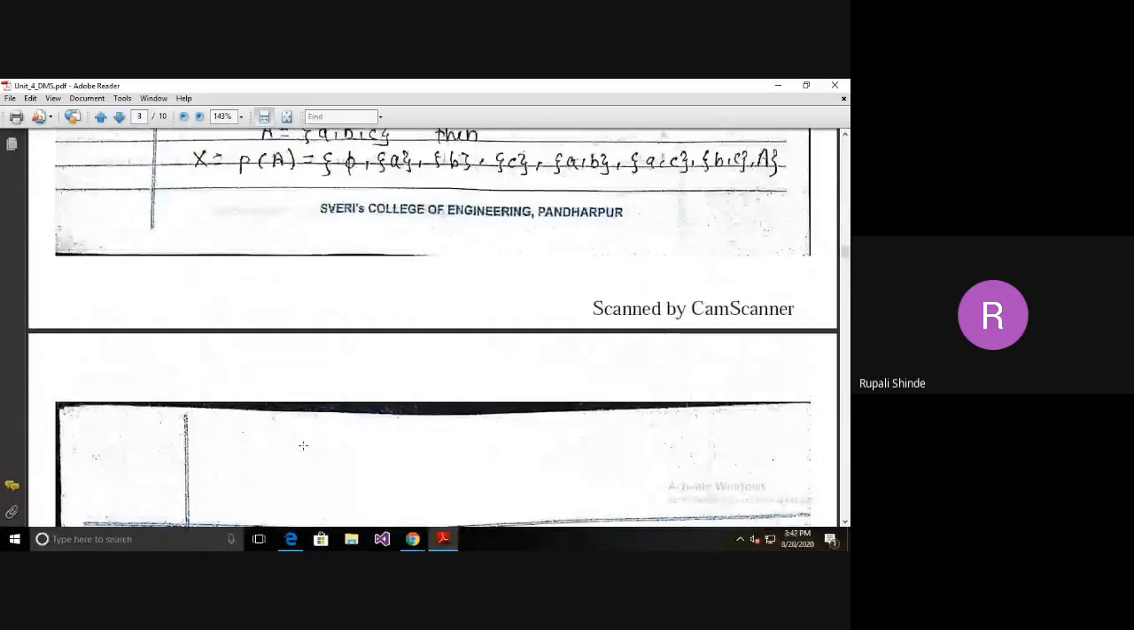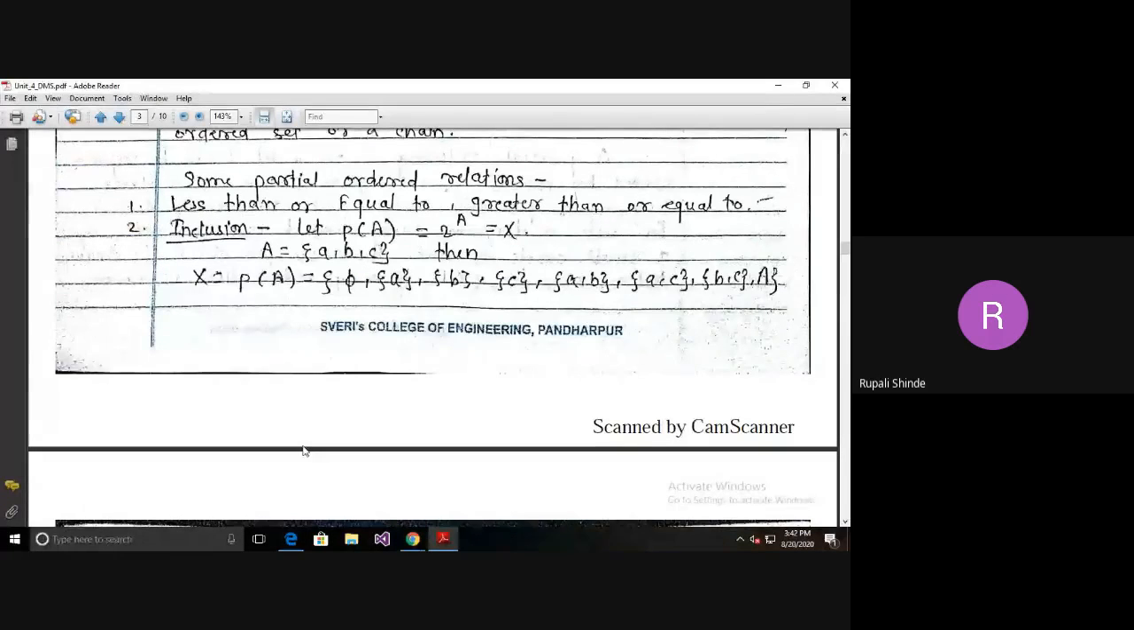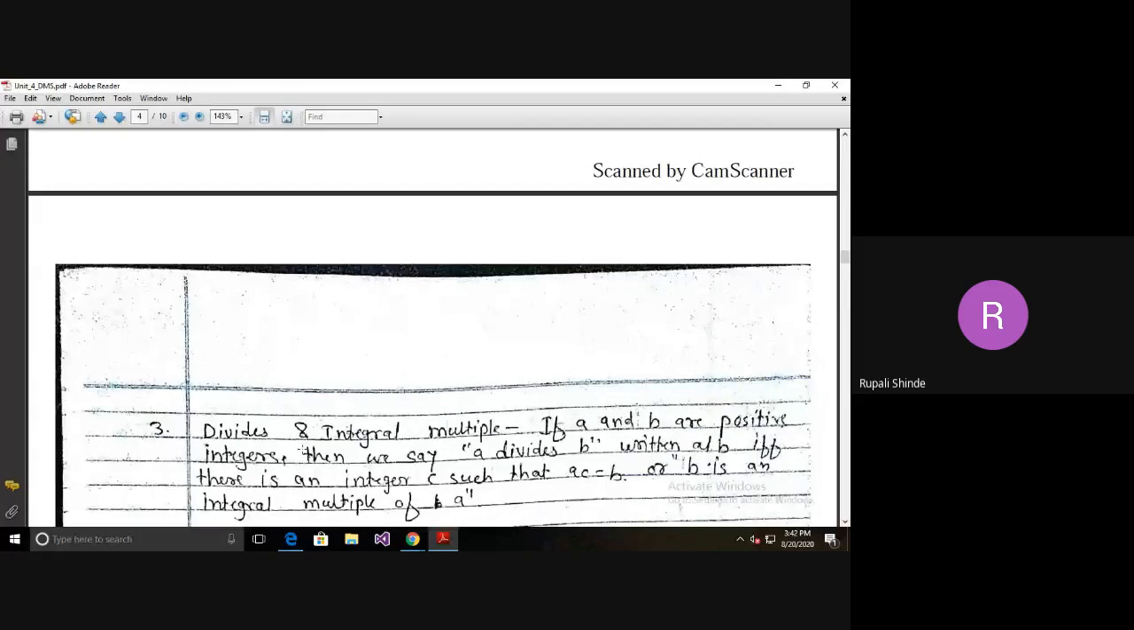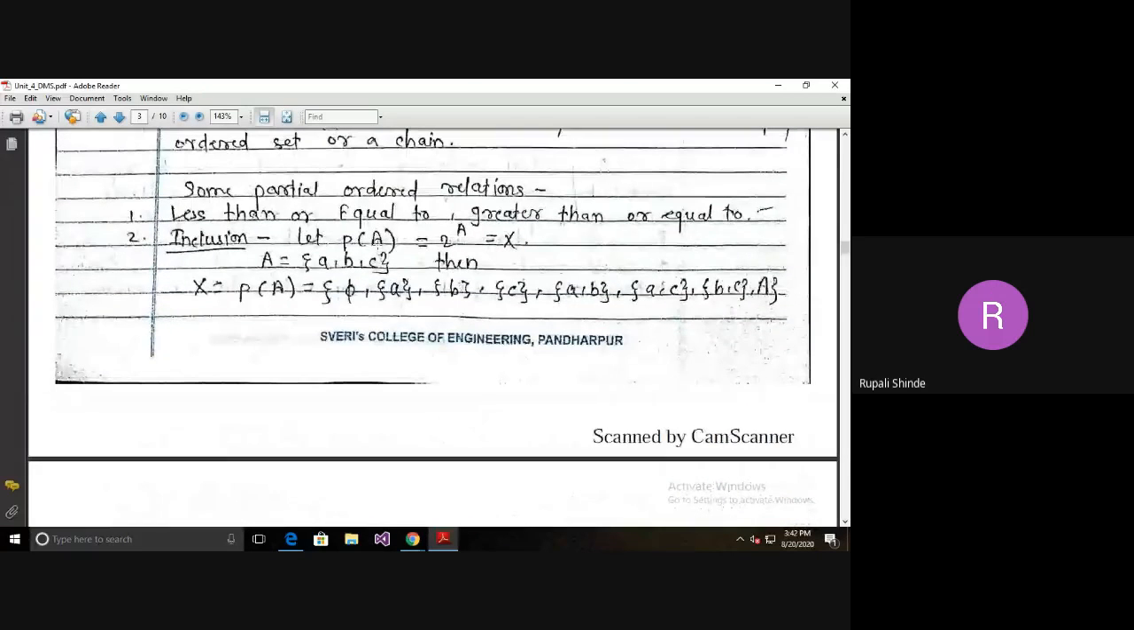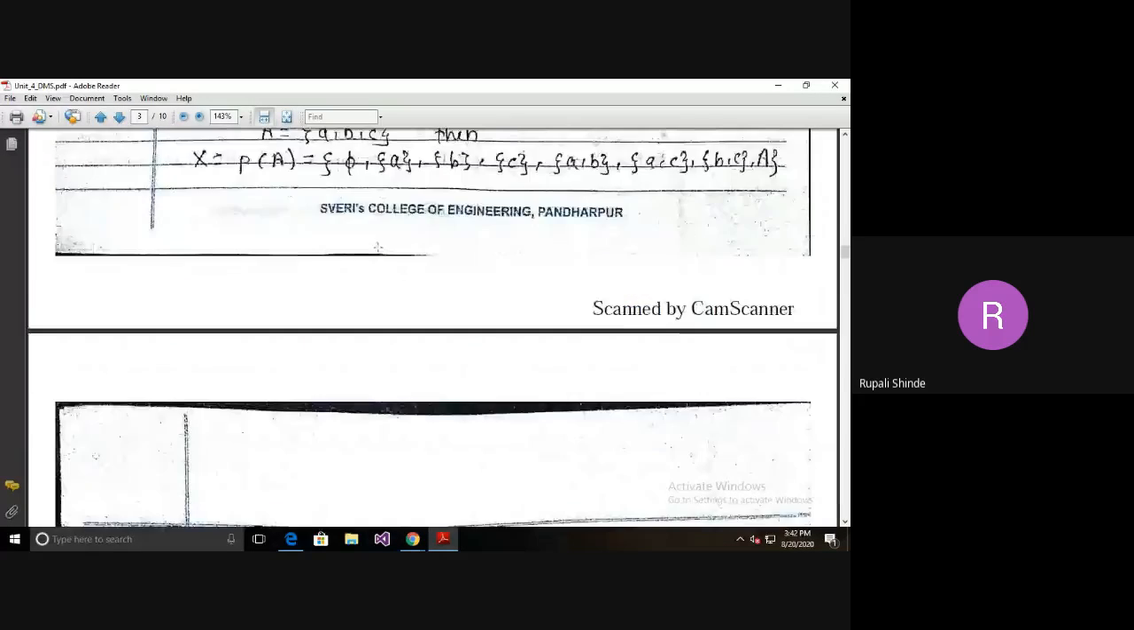So just keep in mind that a partially ordered relation can be less than or equal to, greater than or equal to, it can be inclusion, or it can be divides or integral multiple of. Any kind of such relation is a partially ordered relation. So last time they asked one question based on it: give the list of partially ordered relations. In this case, you have to give all these relations because these are some examples of partially ordered relations.